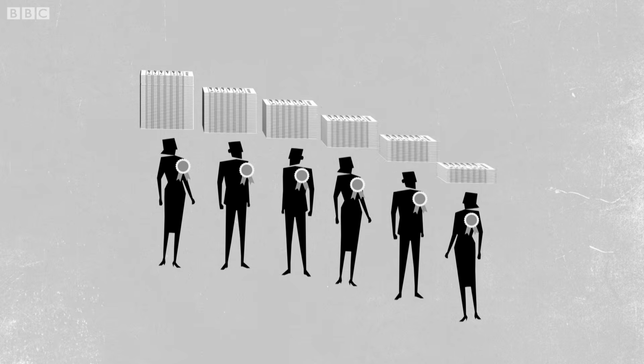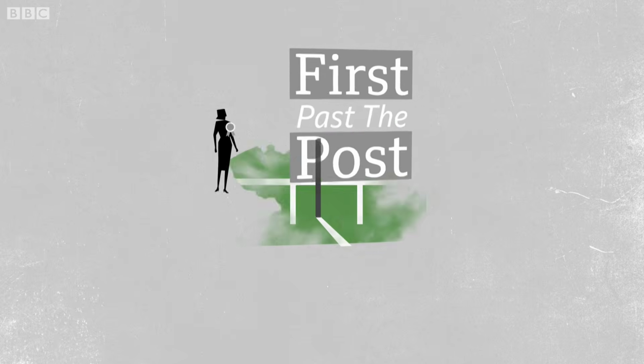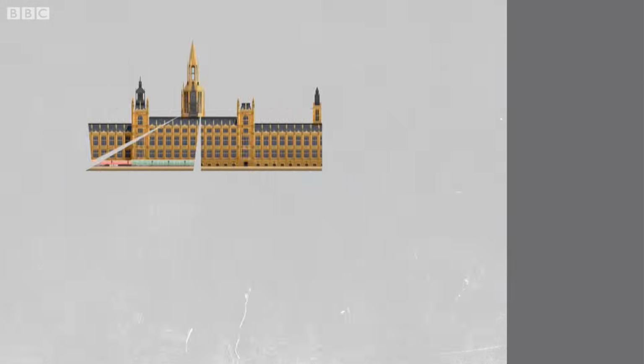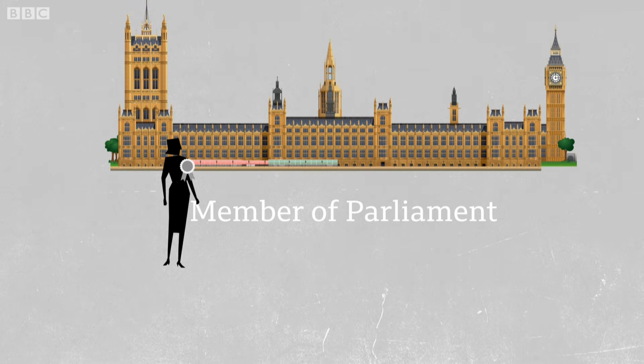The candidate with the most votes in each constituency wins. This system of voting is called first past the post, a term that comes from horse racing. All a candidate needs to be elected is to get more votes than any other candidate in their constituency. The winner then becomes a Member of Parliament, an MP. That means they get a seat in the House of Commons, where they can debate and vote on laws and check up on the government's work.